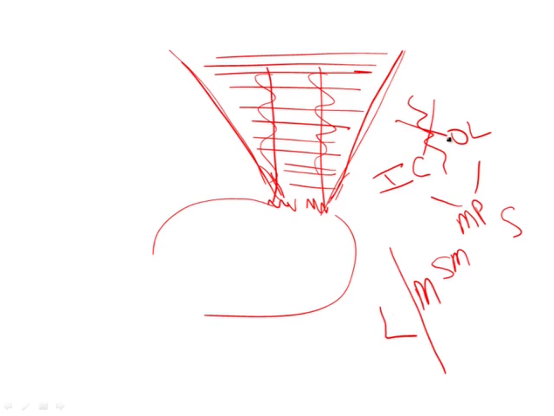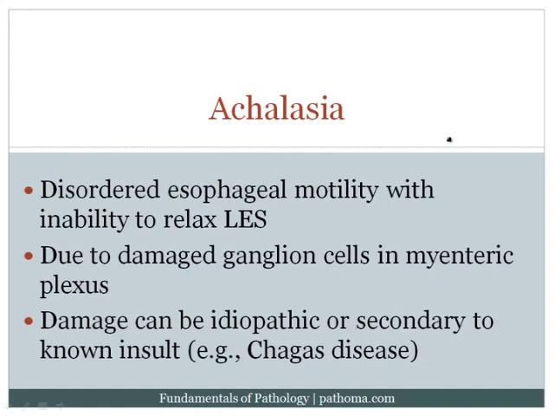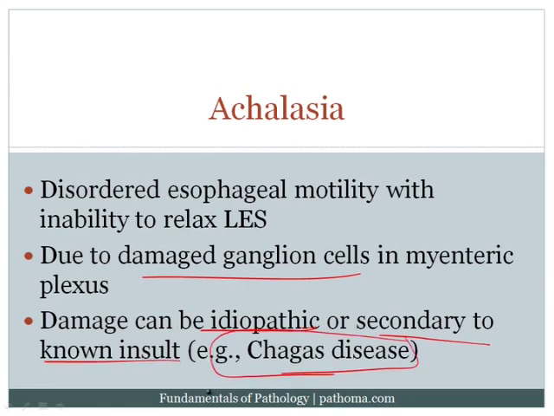So if you destroy these ganglion cells, you're going to lose both bowel motility in the region of the esophagus, because that's where it's occurring, and the ability to relax that lower esophageal sphincter. Now we should then ask the question, what causes damage to these ganglion cells? Well, as I've stated here in your text, the damage to the ganglion cells can be idiopathic or secondary to a known insult. One of the classic associations is Chagas disease, where you can get damage of the ganglion cells via this infective process.